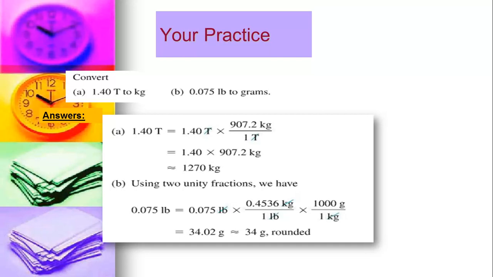Yung letter B naman, kakailanganin natin ng dalawang unity fractions. Una, i-convert mo yung pounds to kilogram and then yung kilogram to gram. Okay? So, 0.075 pound times yung conversion factor niya. In every pound, there is a 0.4536 kilogram and in every kilogram, there is 1,000 grams. And then, cancel mo yung pounds, cancel yung kilogram, matitira yung gram sa taas. Simply multiply 0.075 times 0.4536 times 1,000 and it will give you an answer 34.02 grams or nearly 34 grams rounded.